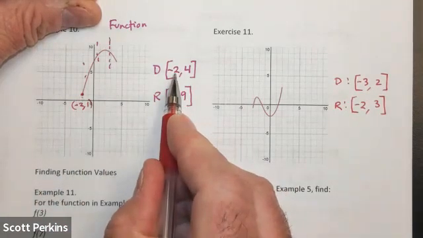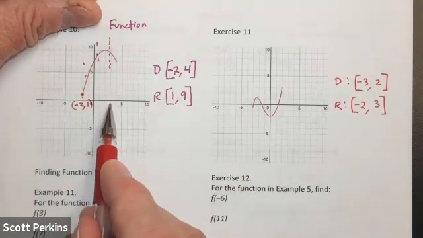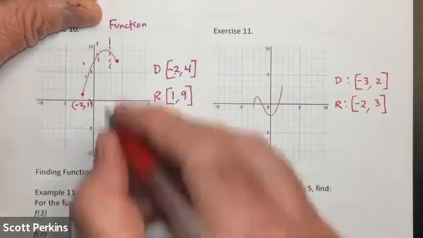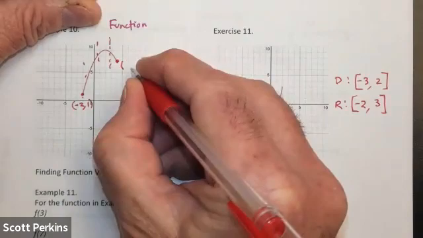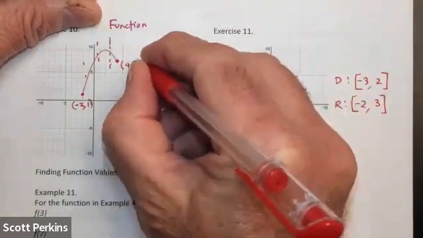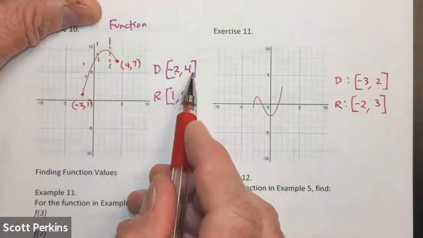That's why that's there. Now I go to the right. What's the furthest to the right this graph goes? Well, it's this point right here, and the coordinates of that point are 4 and 7. And so that's why I got this x value of 4. That's the largest x value.